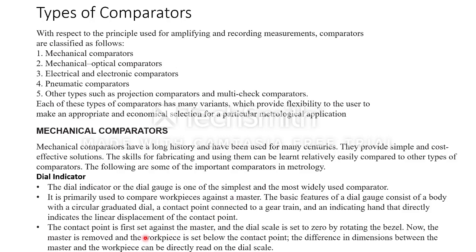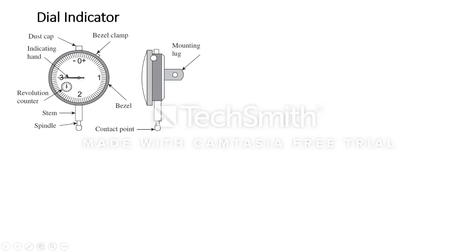As I said, the contact point is first set against the master and the dial scale is set to 0 by rotating the bezel. Now the masterpiece is removed and the workpiece is set below the contact point. The difference in dimension between the master and the workpiece can directly be read on the dial scale.